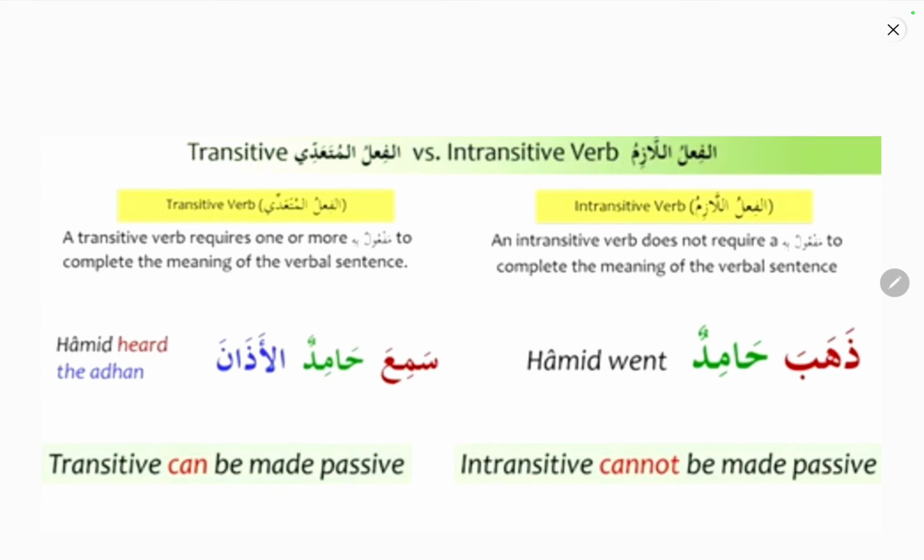So these are the two. Today we dealt with two characteristics of a verb, that is the gender and transitivity of a verb. In the next class, we will be dealing with the voices, that is the passive voice, and with the conjugations, inshallah.